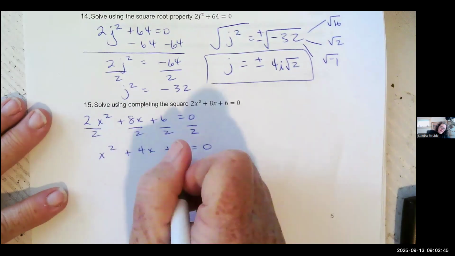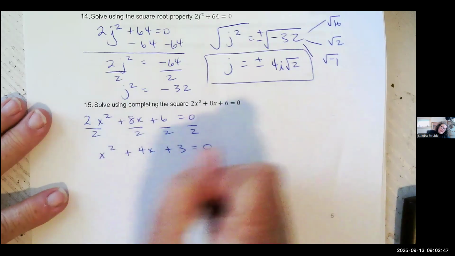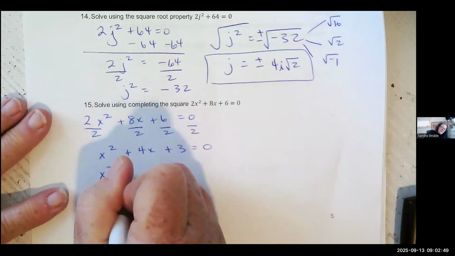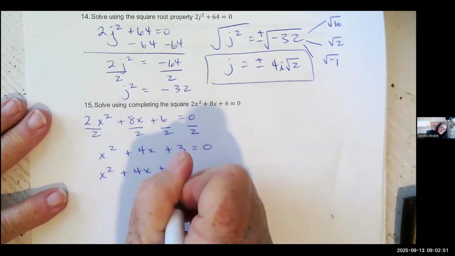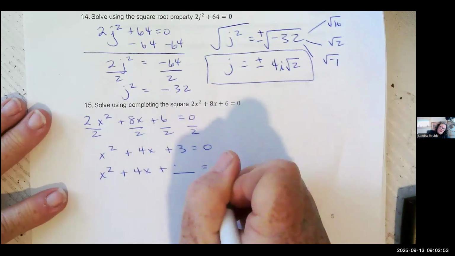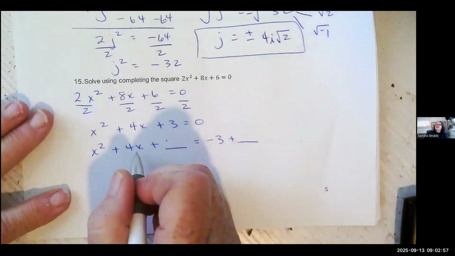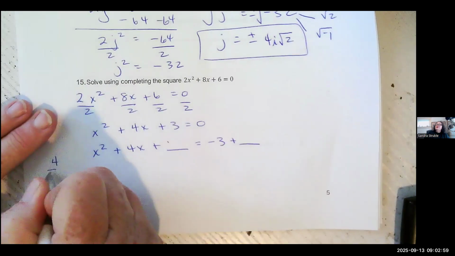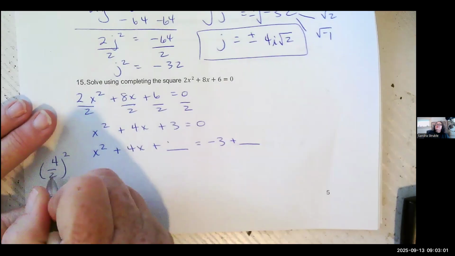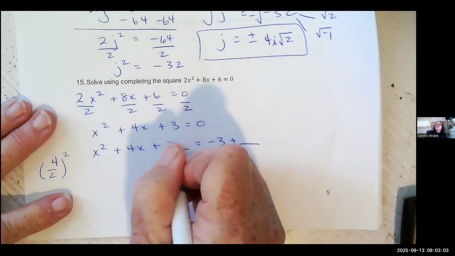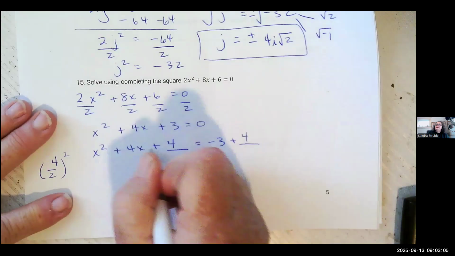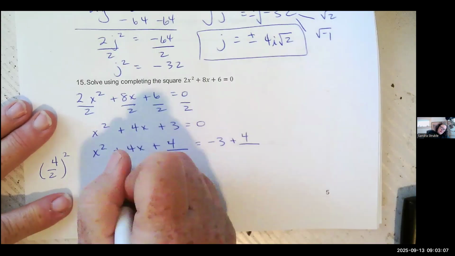First thing you do when you complete the square, you have to move your constant to the other side. And put your blanks in. Take your 4, take your b, divide it by 2 and square it. So 4 divided by 2 is 2, 2 squared is 4. Add it to both sides. You can't add it to just one, you have to add it to both.